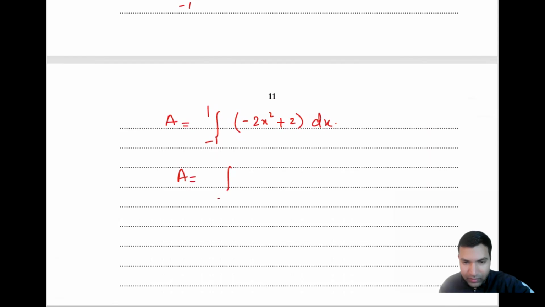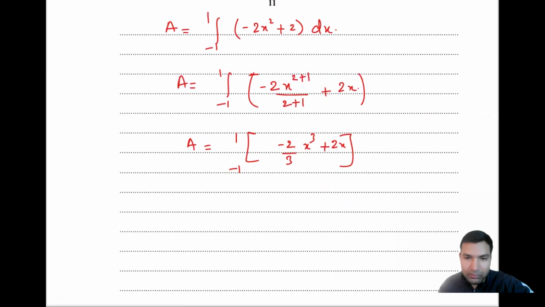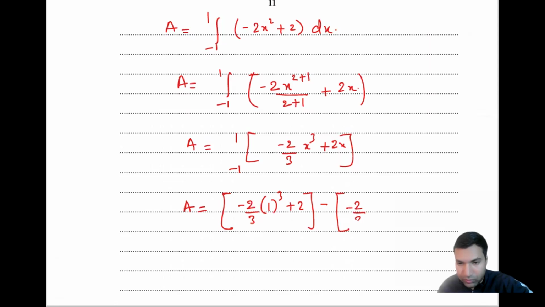So this becomes negative 1 to 1, negative 2 times x cubed over 2 plus 1, plus 2x, under the limits negative 1 to 1. So we get the final thing under the limits minus 1 to 1, negative 2 over 3 x to the power 3 plus 2x. So we plug in the limits, upper limit, which is negative 2 over 3 times 1 cubed plus 2, minus the lower limit, negative 2 over 3 times minus 1 to the power 3, 2 times negative 1, which is minus 2.